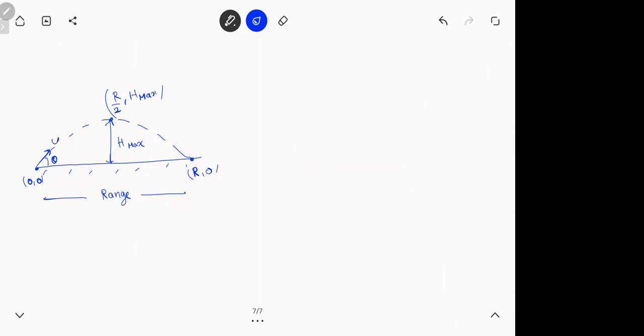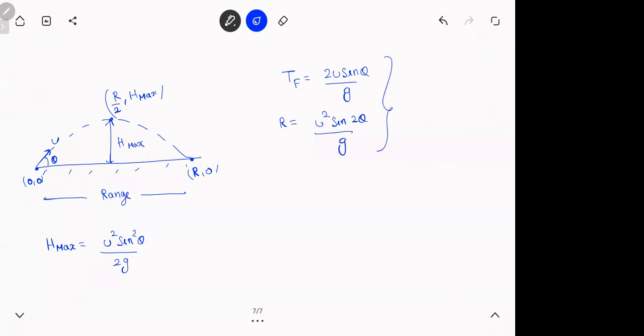It will be symmetrical. Left hand looks identical. And we know the formulas. What is H max? U square sine square theta by 2g. We know time of flight: 2u sine theta by g. We know range: U square sine 2 theta by g.